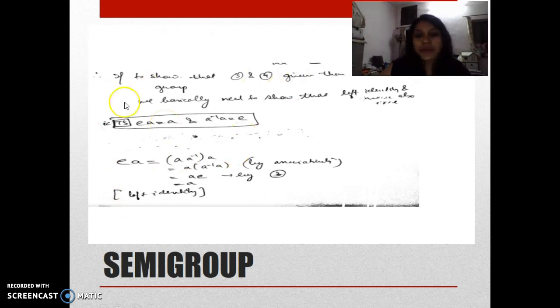The only catch here is that you have to solve inverse first and then identity. Just look at where my cursor is pointing. I have written EA. So E you can write as A A inverse, because right inverse and right identity are satisfied. Hence E can be written as A into A inverse, and then this into A. Now by associativity, because semigroups also satisfy associativity, we can change the brackets. So they become A into A inverse A.